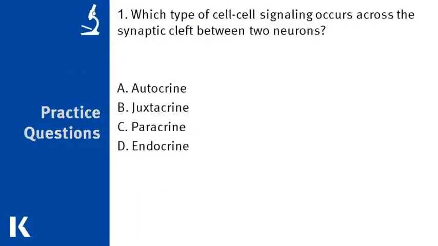Let's try some practice questions to test our knowledge. This first question asks for the classification of cell signaling between two neurons. Take a second and pick an answer. In this situation, we have two cells that aren't in contact, so this immediately eliminates autocrine and juxtacrine signaling as options. This signal is not traveling through the bloodstream, so our answer isn't endocrine either. This type of cell signaling is paracrine, and we have two nearby cells communicating.